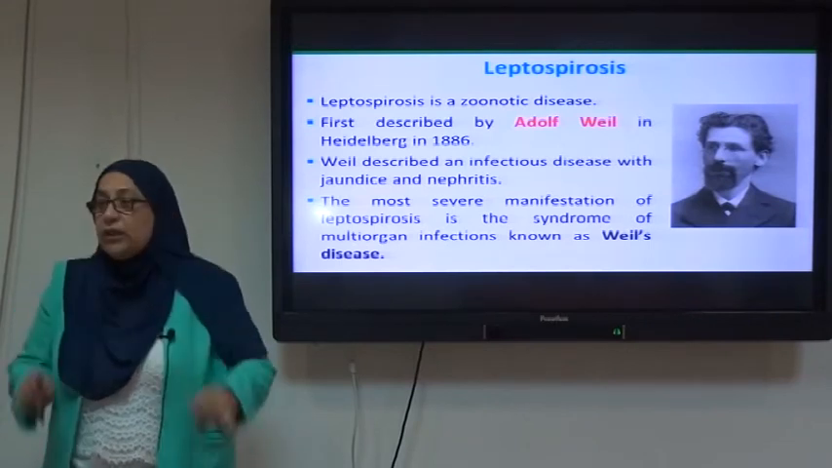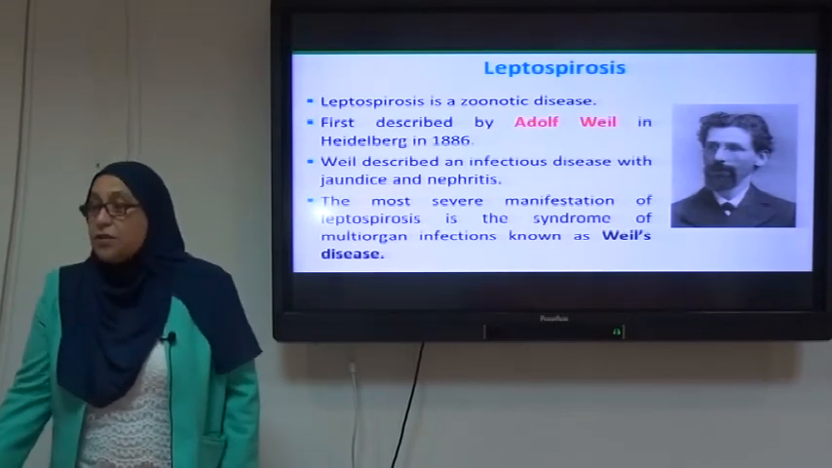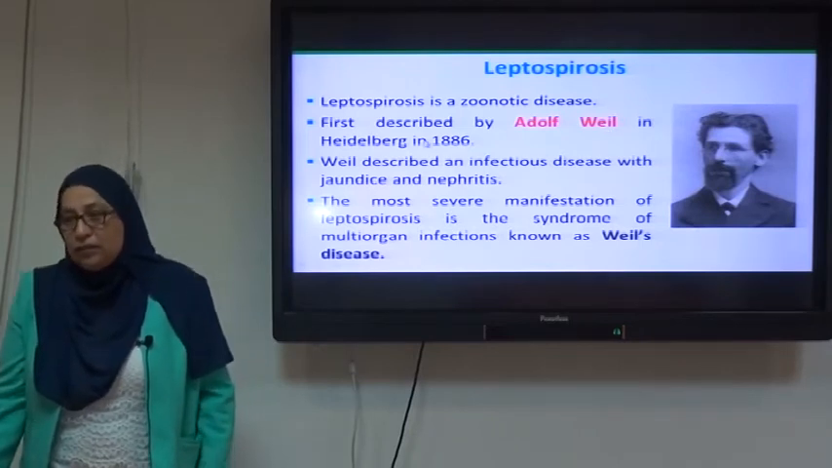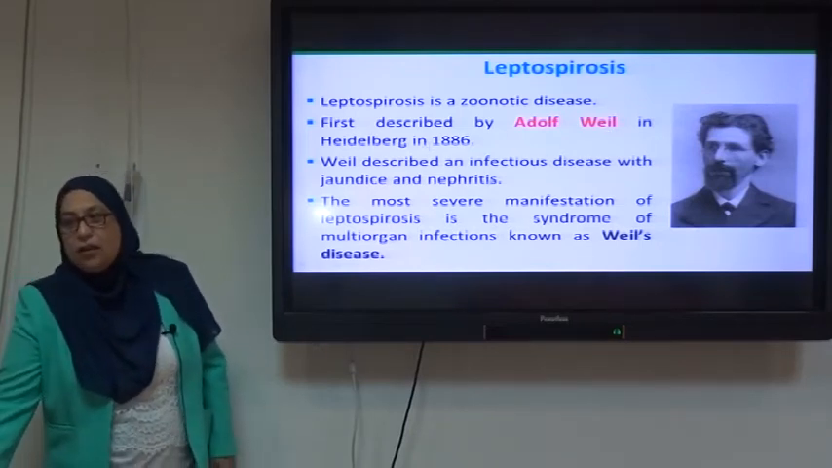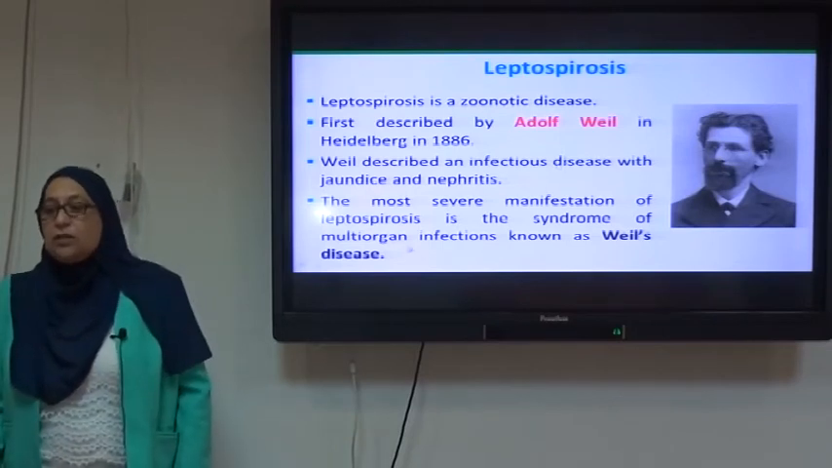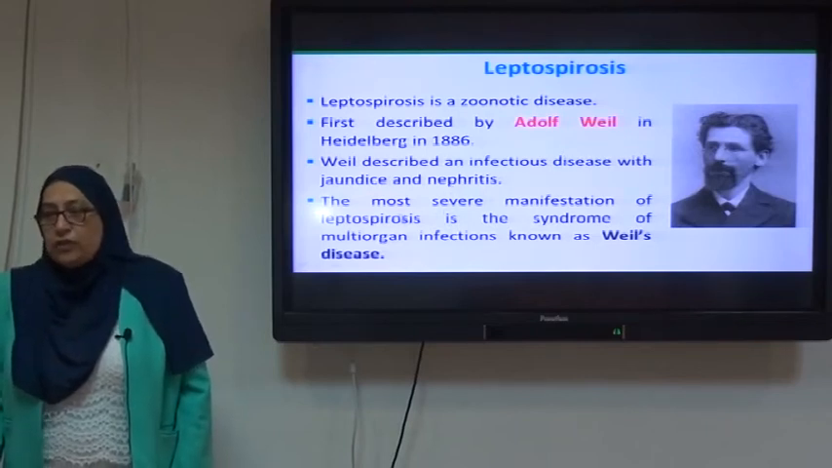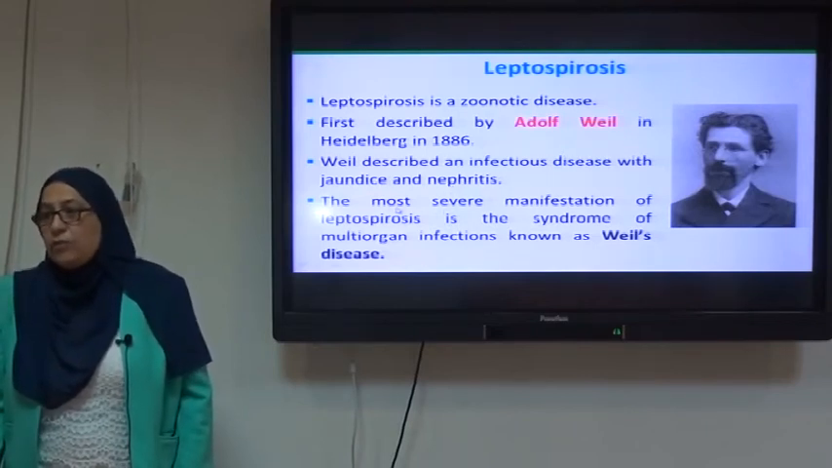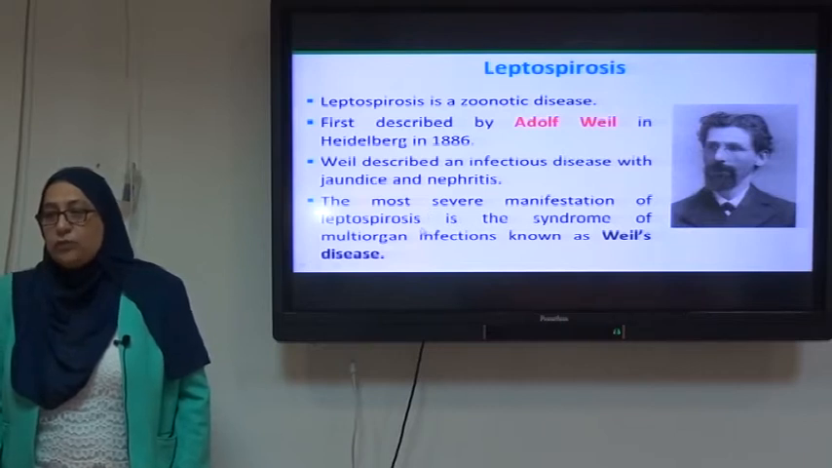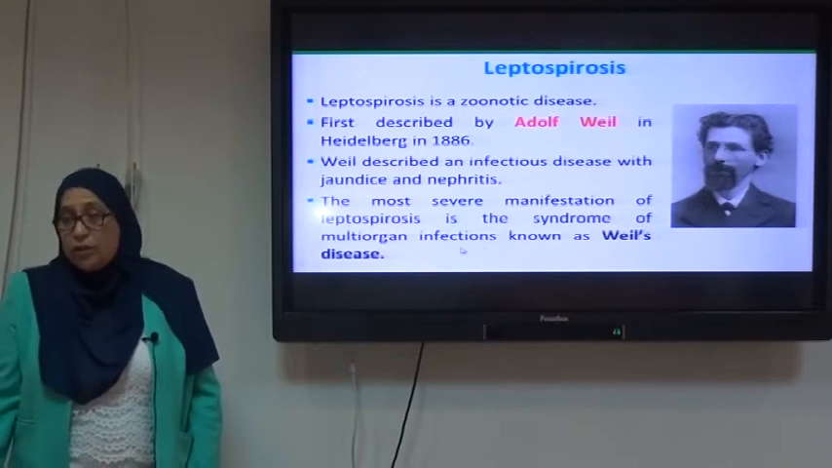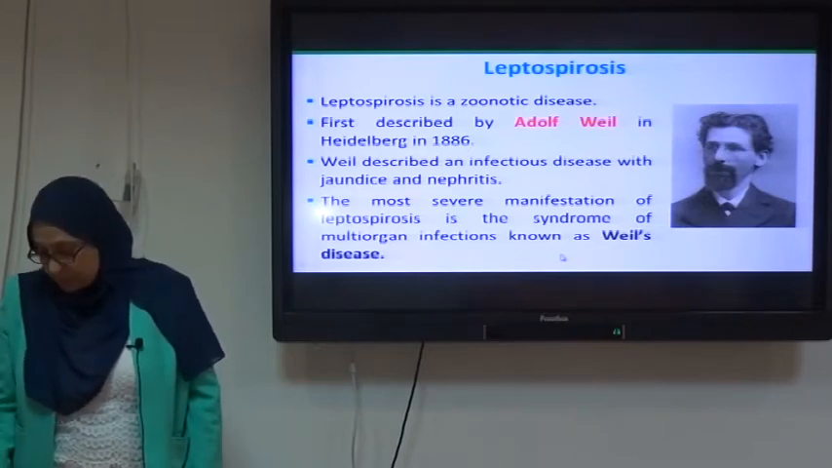Leptospirosis is a zoonotic disease first described by Adolf Weil in Germany. He described an infectious disease characterized by jaundice and nephritis. Then came the further identification of this disease. The most severe manifestation of leptospirosis is a syndrome of multi-organ infection known as Weil disease.